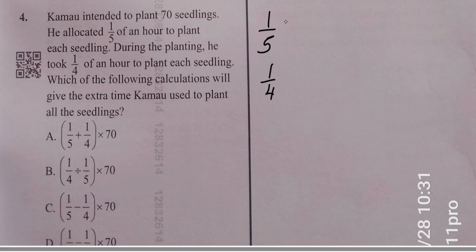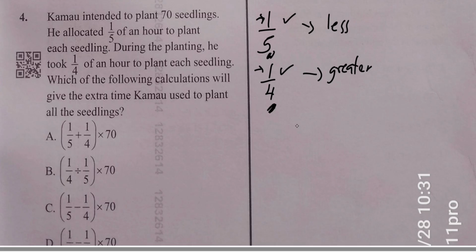Because if you look at 1/5 and 1/4, this is usually greater and this is less. Just look at the denominator. If the numerators are the same, the one with the lowest denominator will be greater than the one with the highest denominator. So basically 1/4 is greater than 1/5.